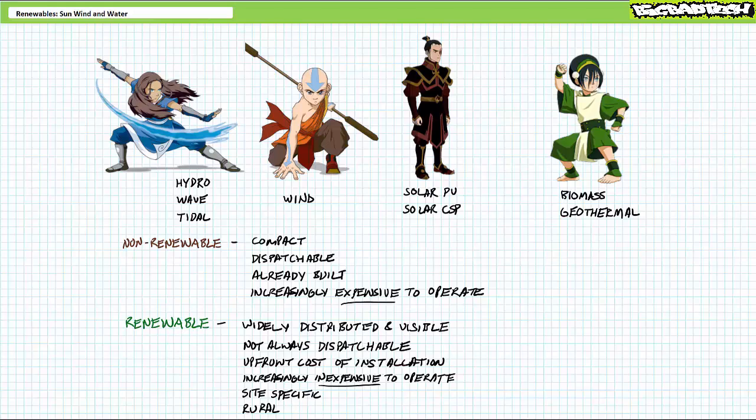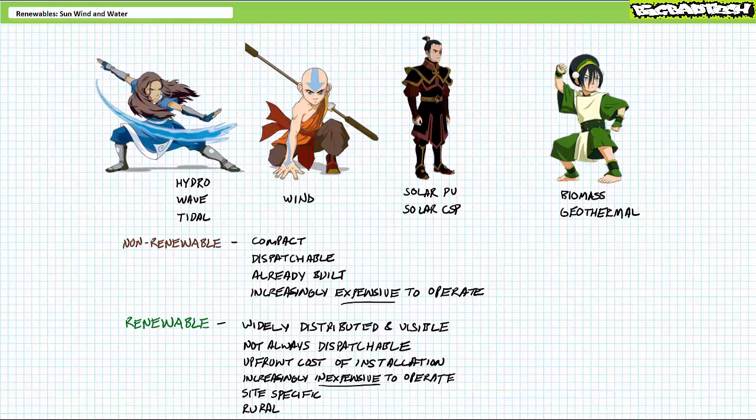Renewable installations, in contrast, often take up a lot of space. Most of them are non-dispatchable, and most have huge upfront costs for installation. But they're becoming increasingly inexpensive to run. Again, there are notable exceptions to this general characterization.